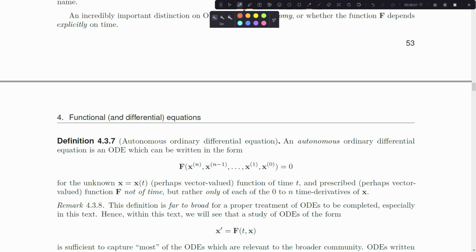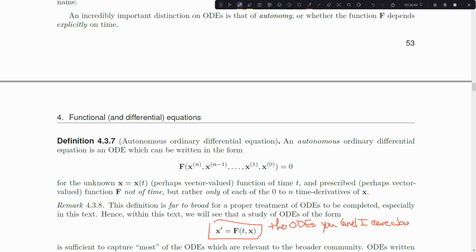So if you have to remember what an ODE that you might know how to solve looks like, it looks like this. The ODEs you and I care about can be represented like this. Now, just to check that we're paying attention, what would the autonomous version of this ODE be? It would be that f does not depend on time. So once again, autonomous means it doesn't depend on time.